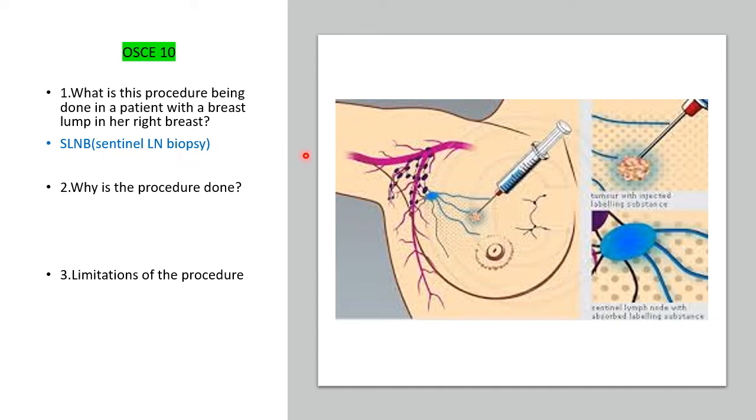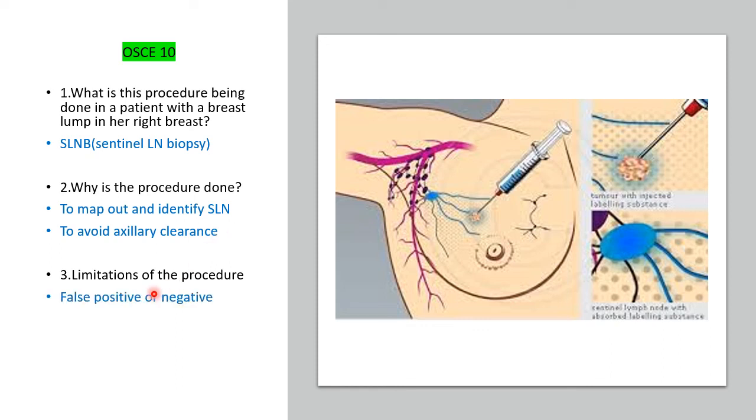Why is the procedure done? To map out and identify the sentinel lymph nodes so as to avoid an unnecessary axillary clearance with its complications. The limitations of the procedure are false positives or false negatives, especially false negatives.